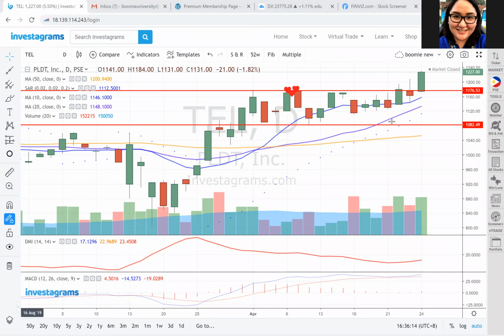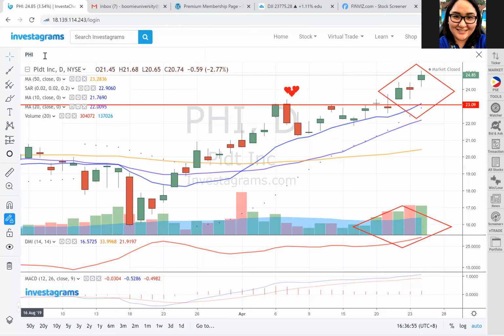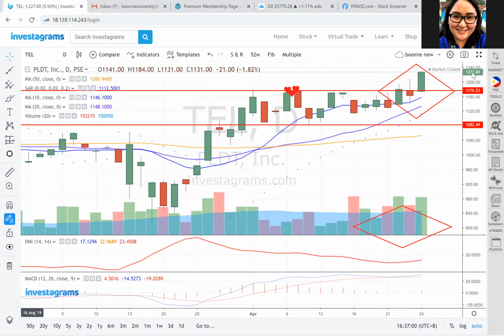So, okay. Ngayon, I'm wondering why is there a big difference yung PLDT listed sa USA sa PLDT listed dito sa Philippines. So there's someone buying it, someone buying it secretly or whatever, volume is up significantly and then it's breaking out. Now it's at 24.85. If you calculate 24.85 times 51, that's around 1,267. Pero ngayon, yung price natin, 1,227 pa lang. So, that makes sense. May parang malaking discrepancy.